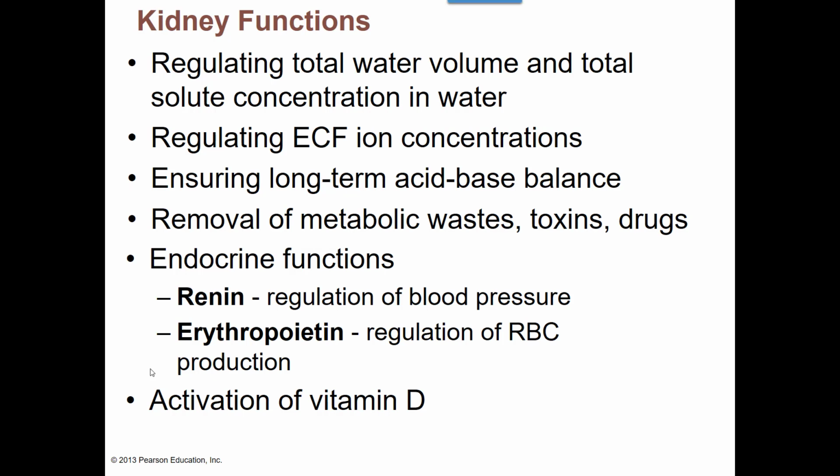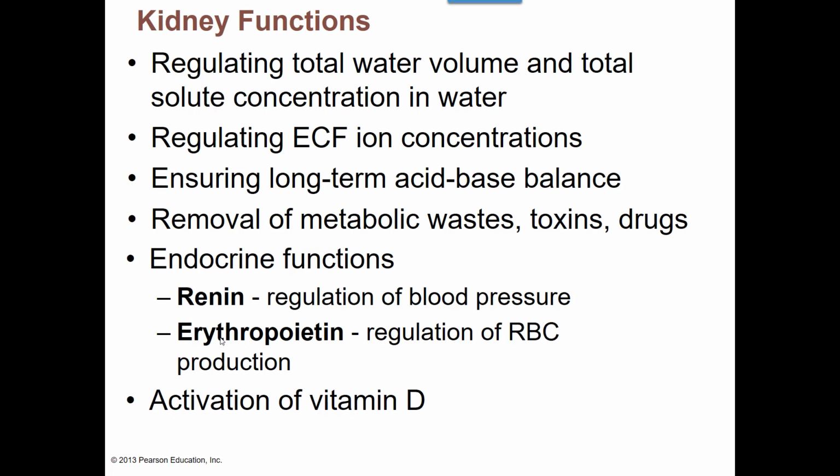It also has various types of endocrine functions, and the endocrine system has to do with hormones. One is that we do find renin, which is an enzyme, but it works with various types of hormones in the regulation of blood pressure. It also has erythropoietin, which is a hormone that regulates red blood cell production. In the word erythropoietin, poietin means make, and erythro means red. It's the hormone that helps make red blood cells if you need it. And it can also activate vitamin D if we need absorption of calcium.